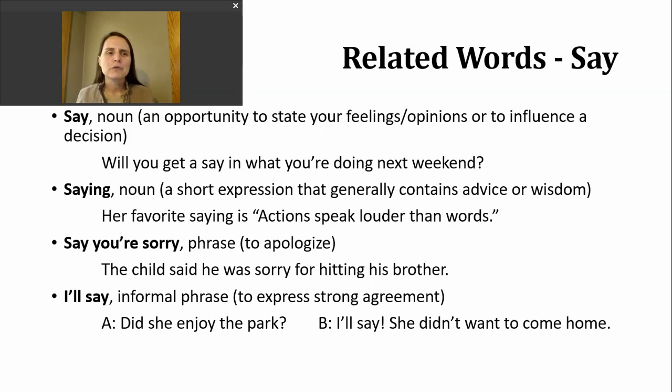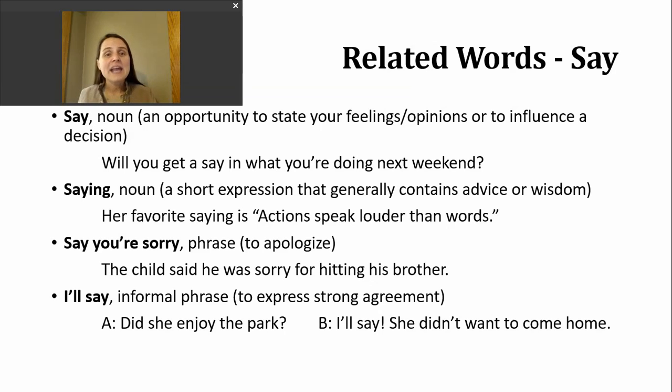Another informal phrase that's rather old-fashioned, so I don't know that it's something you'll hear very often, but you might see it when you're reading literature, especially if the story is quite old. And that phrase is, I'll say. And it's just an expression to share strong agreement.